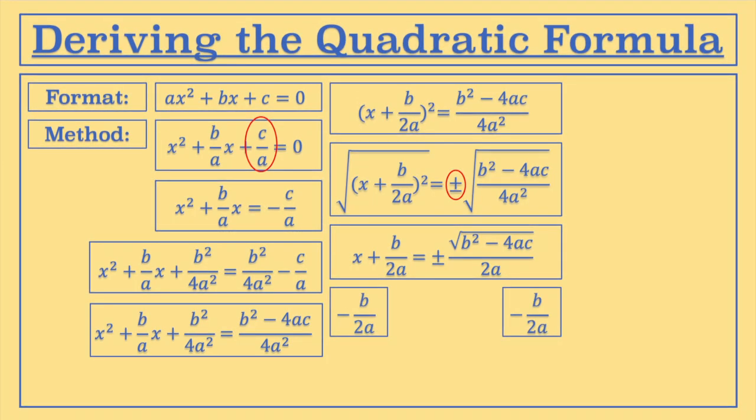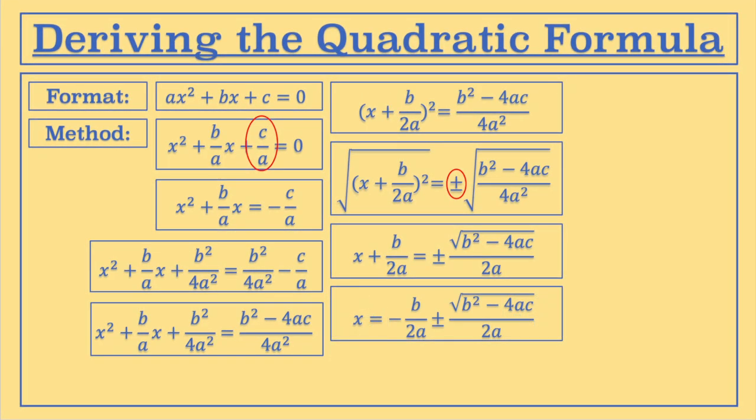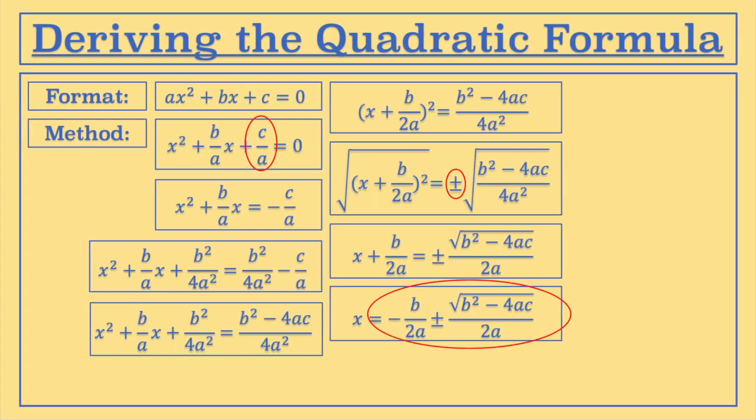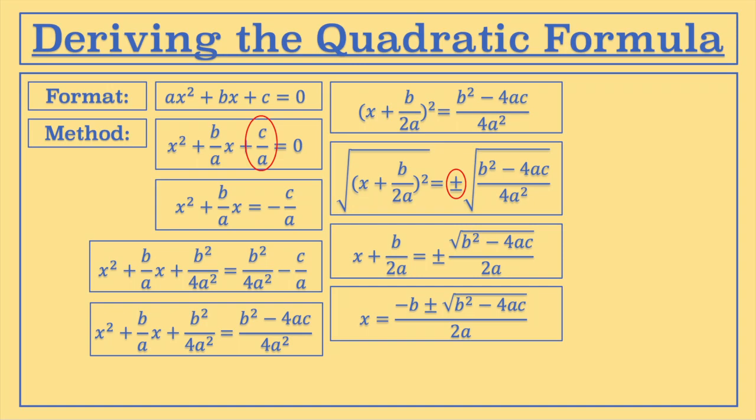Subtracting b over 2a from both sides, we get x equals negative b over 2a plus or minus the square root of b squared minus 4ac over 2a. Combining the fractions on the right-hand side, we are left with the quadratic formula: x equals negative b plus or minus the square root of b squared minus 4ac, all over 2a.